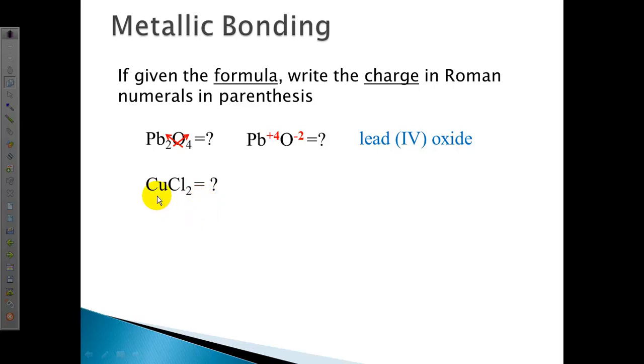Copper chloride. Where did this 1 come from? Copper. The chlorine. Where did the 2 come from? The copper. So if you go backwards, you can write out the oxidation states. Now you can write the name, copper 2 chloride. The 2 came from this 2, the oxidation states.